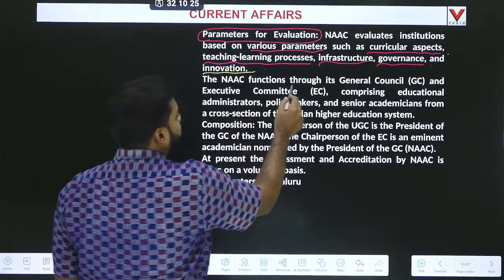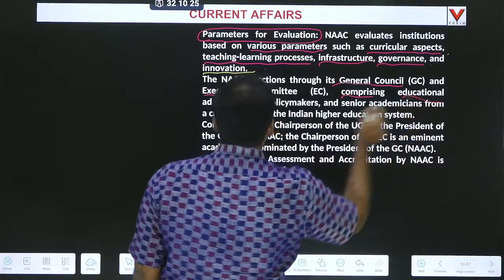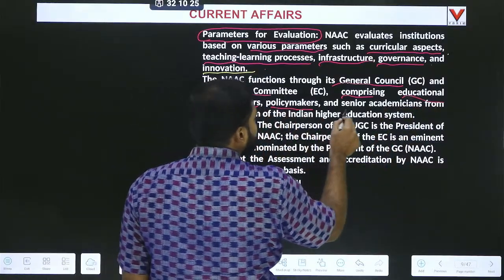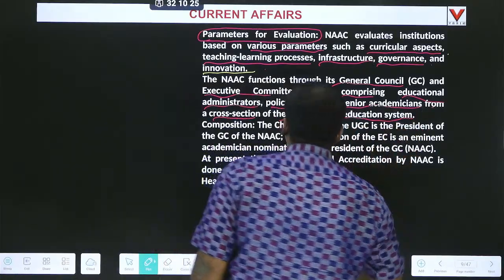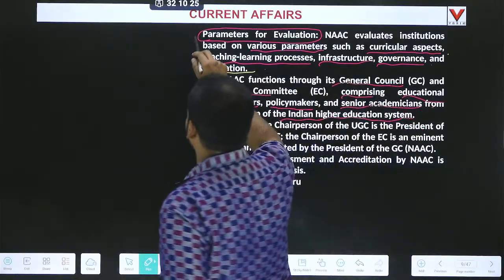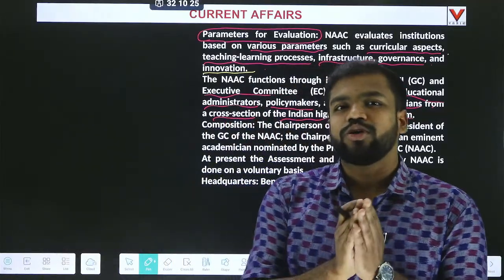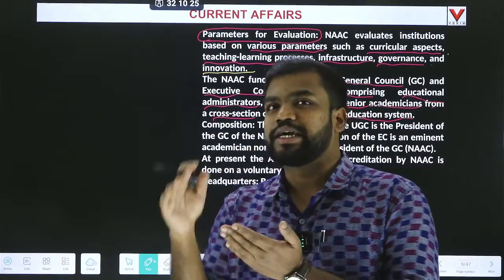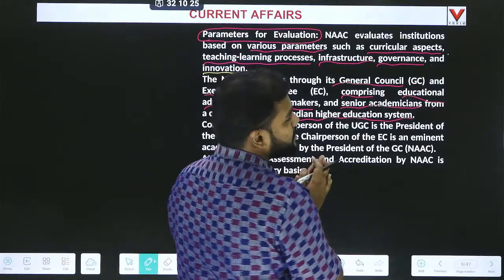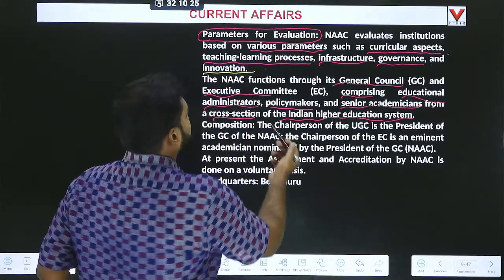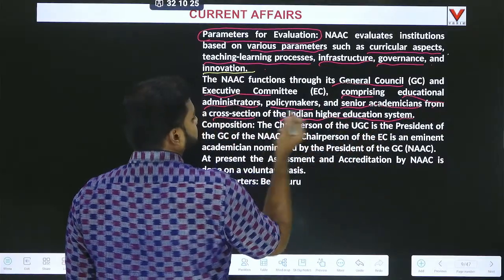The NAC functions through the General Council and Executive Committee, comprising educational administrators, policy makers and senior academicians from a cross section of the Indian higher education system. Because this body is responsible for the higher education system and quality of India, it has to contain diverse expert domains or expertise in its governance structure. That's why educational administrators, policy makers, senior academicians, a cross section of the Indian higher education system.